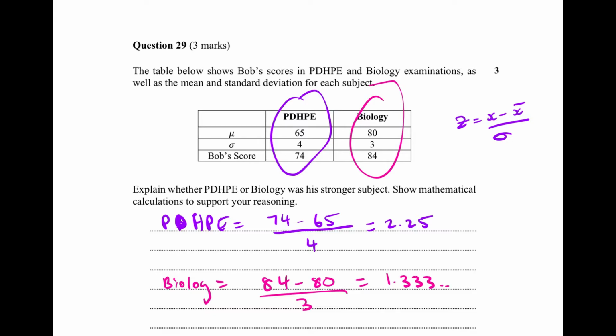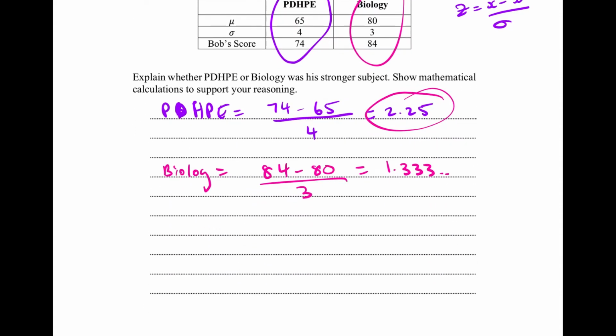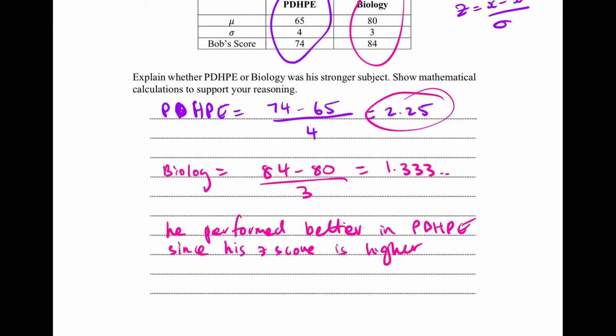Now you look at this and you're like, okay, but he got 84% in biology and 74 in PDHPE. You might first instinctively think that he did better in biology, but really he actually performed better in PDHPE. He's 2.25 standard deviations away from the average, so he's well and truly above, he's well and truly in the top ranks of the class. Okay, so he's already above, he's already in the top 5%. So he performed better in PDHPE since his z-score is higher than that of biology.